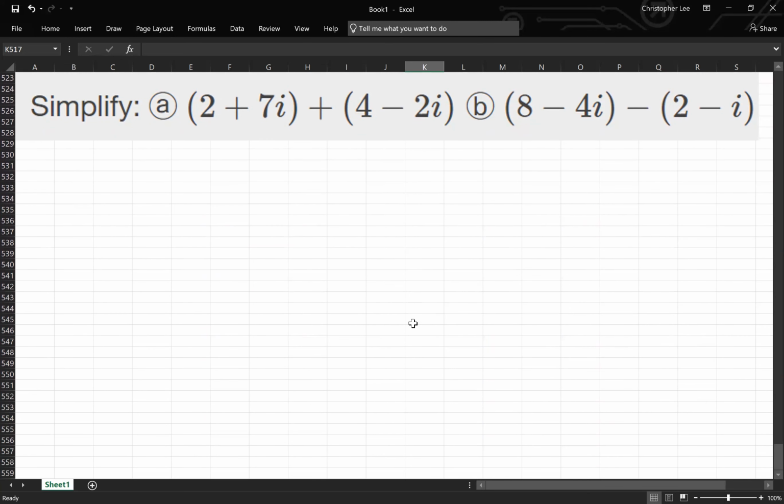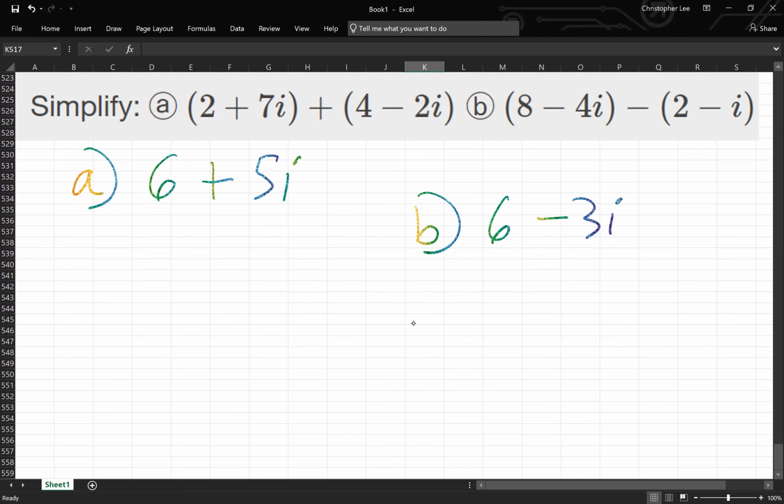Hey, let's take a look. Just want to add these together, right? So what's the answer for A? 6 plus 5i, very good. And what's the answer for B? So not -6. Oh, yeah, 6 minus 3i, very good. You got plus 3i? How?